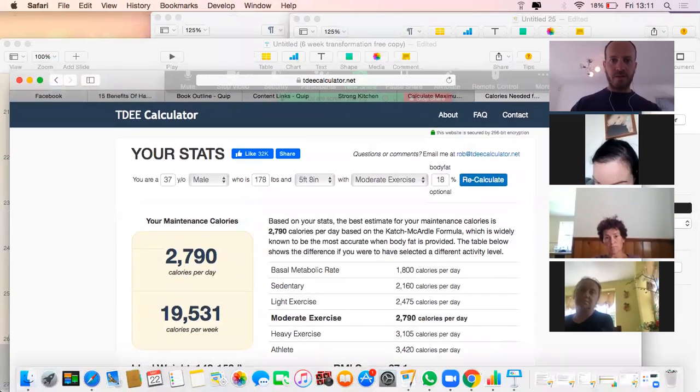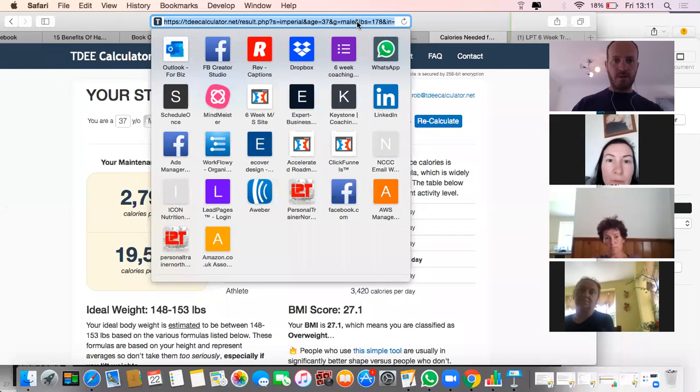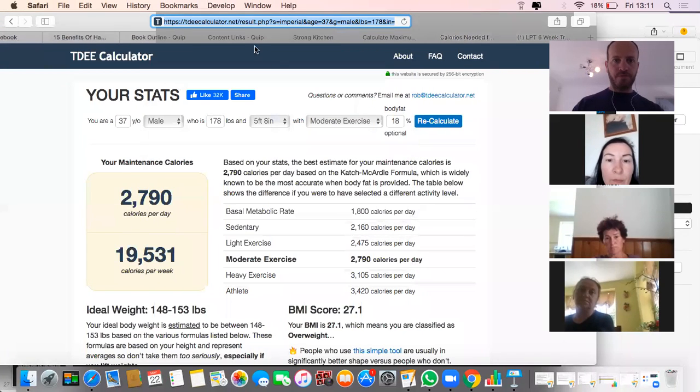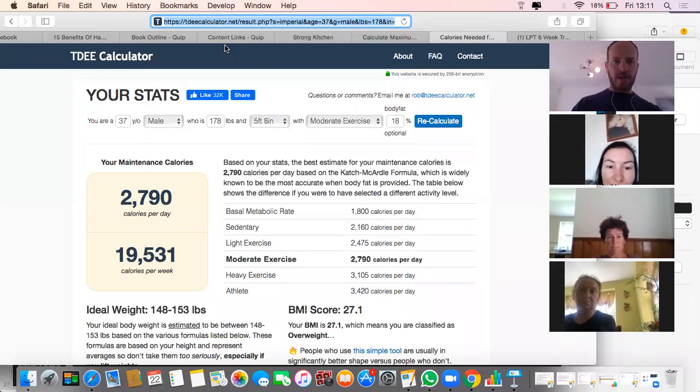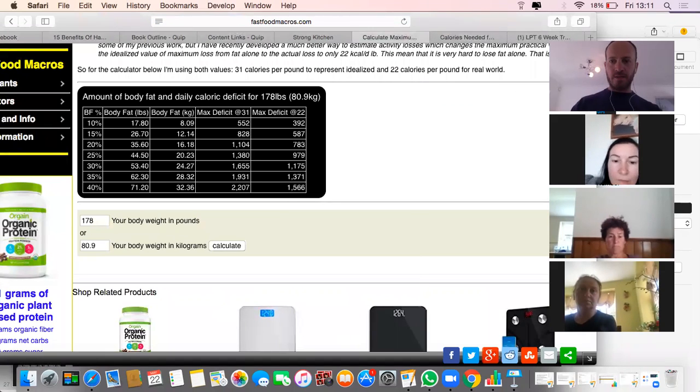So let me just see if I can share these two links now. I'll get rid of this thing. There we go. So this one. I can't find the chat box. Oh, there it is. Okay, so that one's there. So that's the total daily estimated. And then this is called the fast food macros max calculator. So I'll put that one in there too. Okay, so you've got two different links there in the chat box. So you can go through that yourself then.